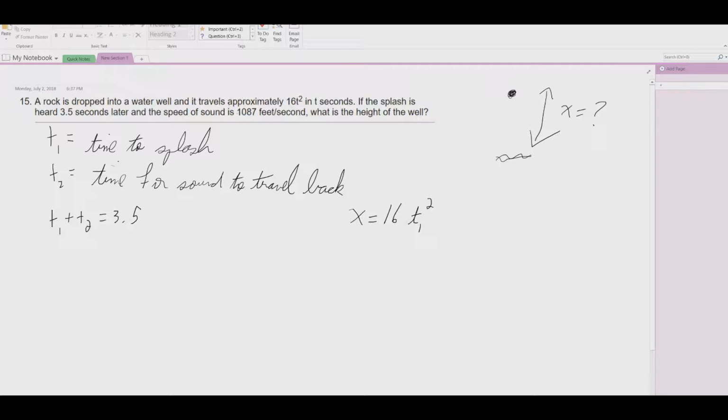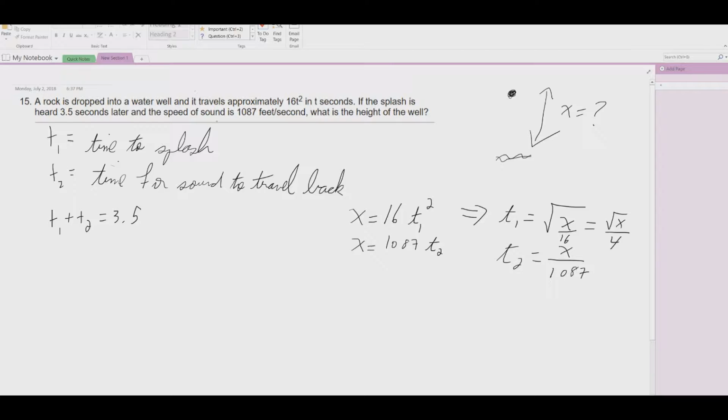And since we know that the speed of sound is 1,087 feet per second, we could also say that x is equal to 1,087 times t2. So here we have two different expressions for x. So what does that mean? Well, we can solve for t1 and t2 in each of these. So for the first case, we would get t1 is equal to the square root of x over 16. And that's just the square root of x over 4, because the square root of 16 is 4. Then also, we can solve for t2 down here, and that's just x over 1087.